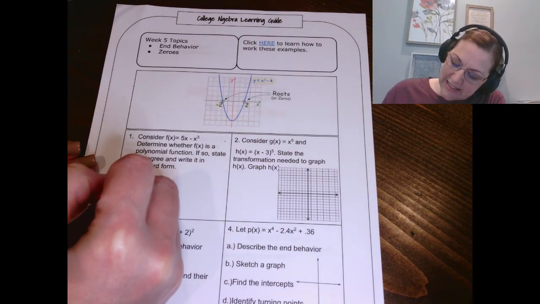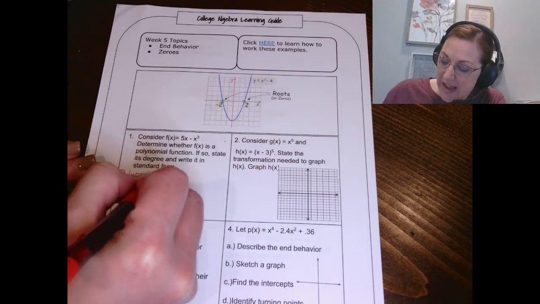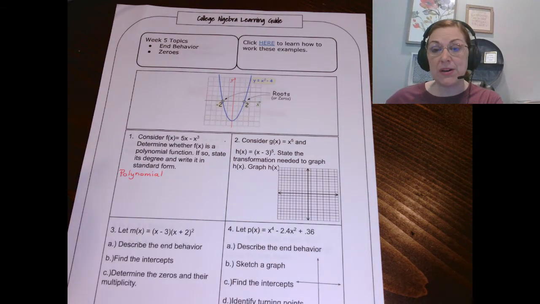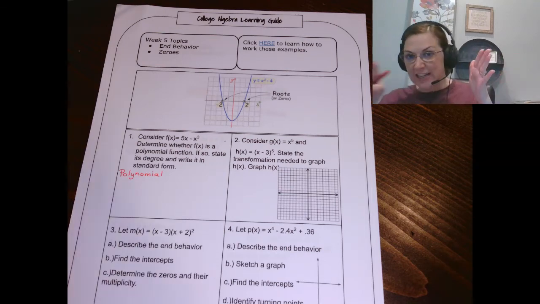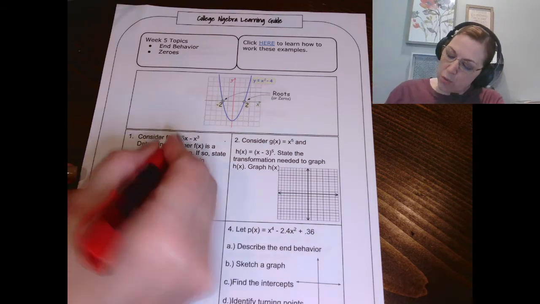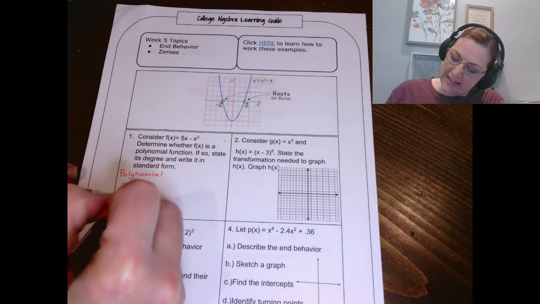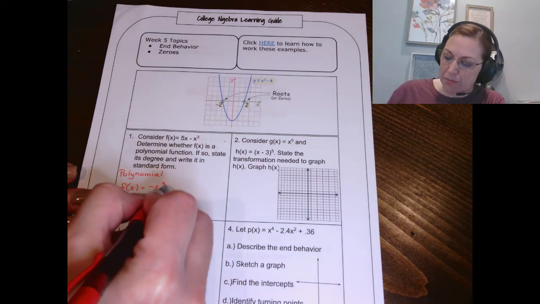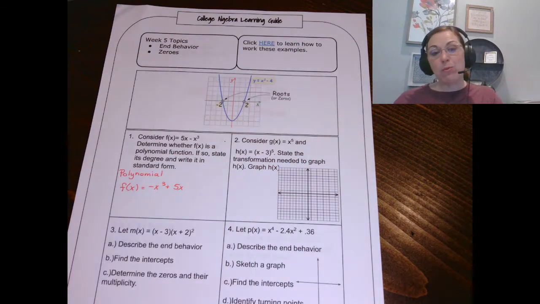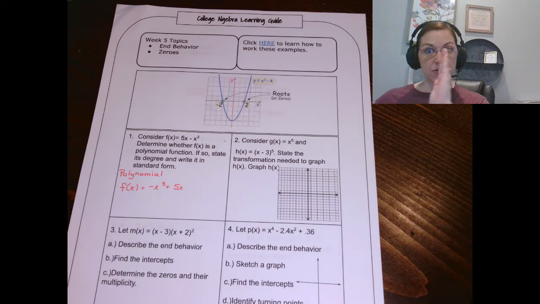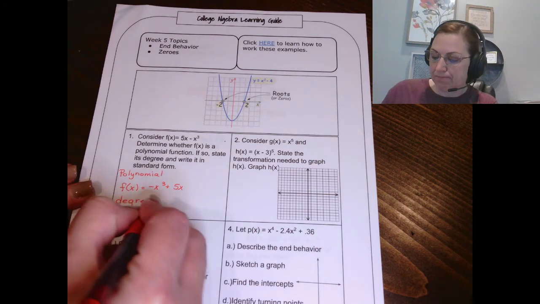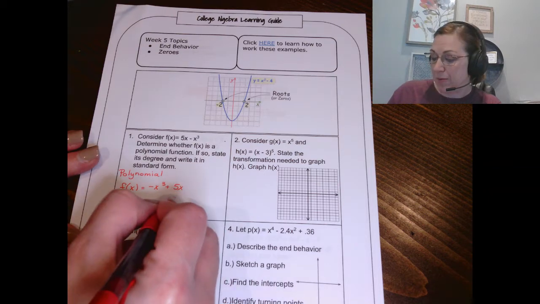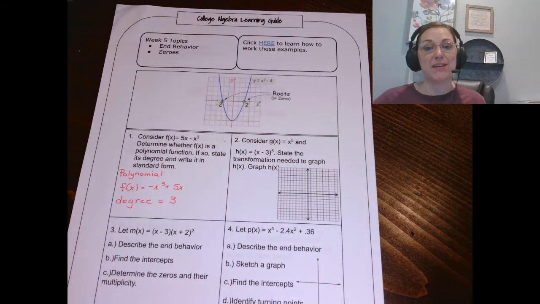And then we're asked to state its degree and write it in standard form. Now, standard form has the highest exponent first, and then the exponents decrease from there. So we would rewrite this one as negative x cubed plus 5x. That would be in standard form because the highest exponent is first, and then the powers decrease. The degree would be that highest exponent. So that highest exponent would be 3. We call that the degree.